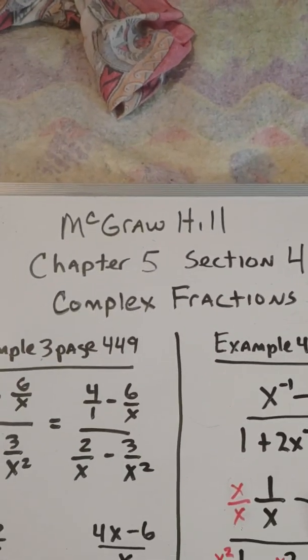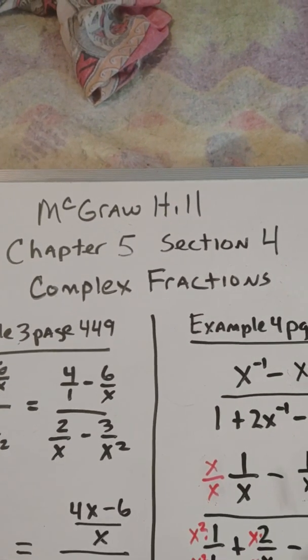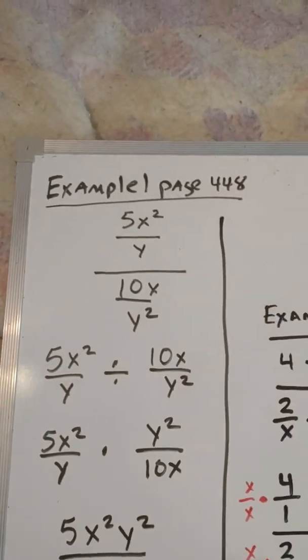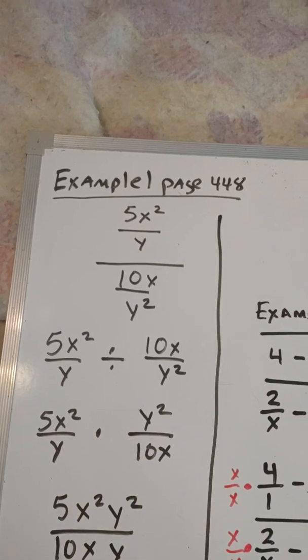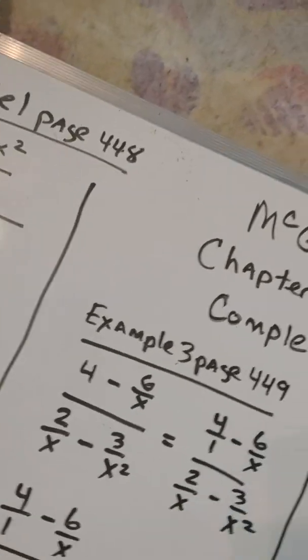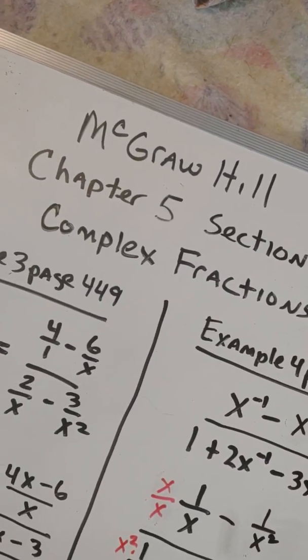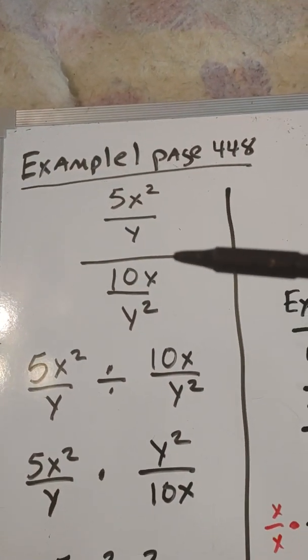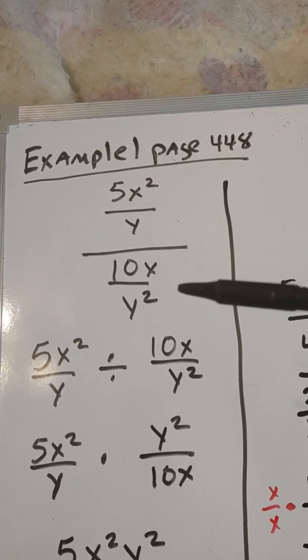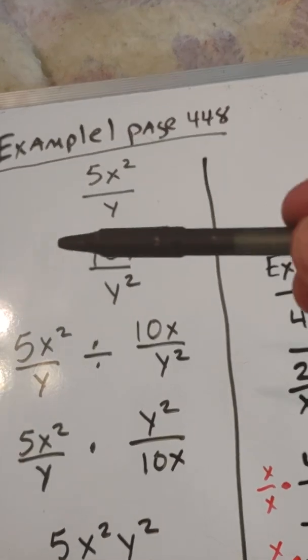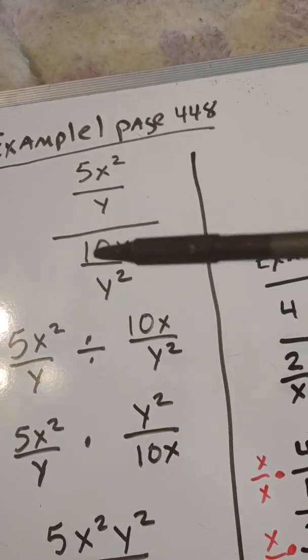Okay, this is McGraw-Hill Chapter 5, Section 4, Complex Fractions. All right, first of all, make sure you understand, this is example 1, page 448. It says 5x squared over y divided by 10x over y squared. This is a fraction divided by another fraction.